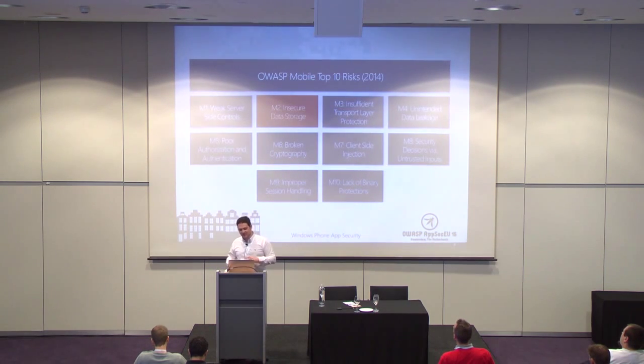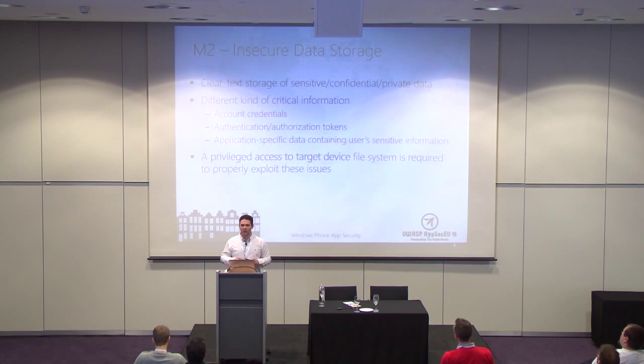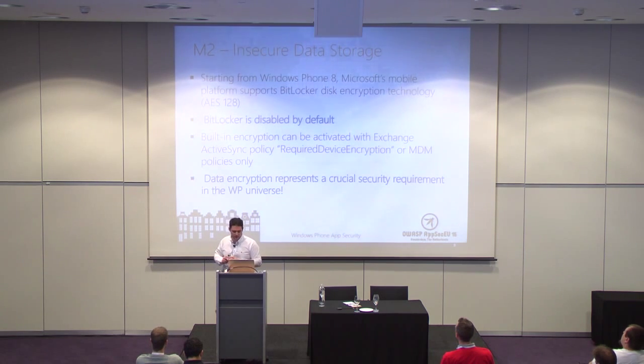So let's move to the second risk, which is insecure data storage. With insecure data storage, we are referring to clear text storage of any kind of sensitive, confidential, private data, such as any kind of username, password, account credential, authorization token, authentication token, and so on. The problem is that if you store this information in clear text on your device, and an attacker or a malicious app has privileged access to the file system, they can extract this information and maybe abuse it. So encryption is very important in this specific context.